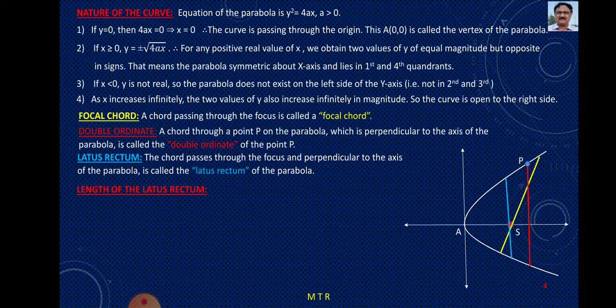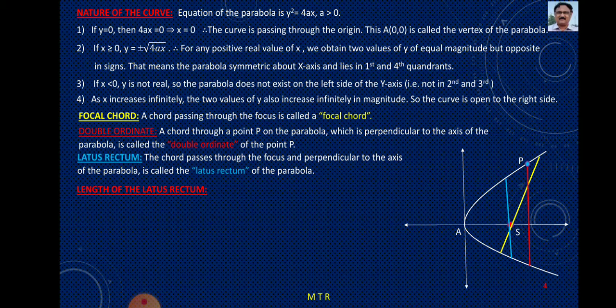The latus rectum is also a double ordinate, because a double ordinate is a chord that passes through a point on the parabola and is perpendicular to the axis. The latus rectum is also perpendicular to the axis and passes through a point on the parabola. But it has another property beyond the double ordinate, that it passes through the focus. So the latus rectum is the focal chord that passes through the focus and is perpendicular to the axis.